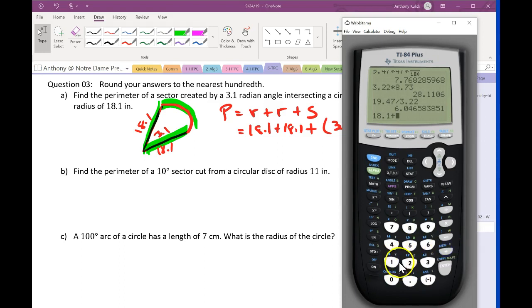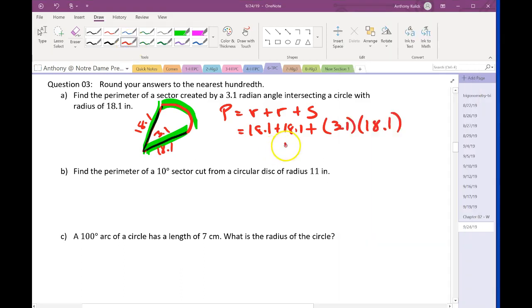So I can do this on my calculator. 18.1 plus 18.1 plus 3.1 times 18.1. I get 92.31. And the unit here was inches.